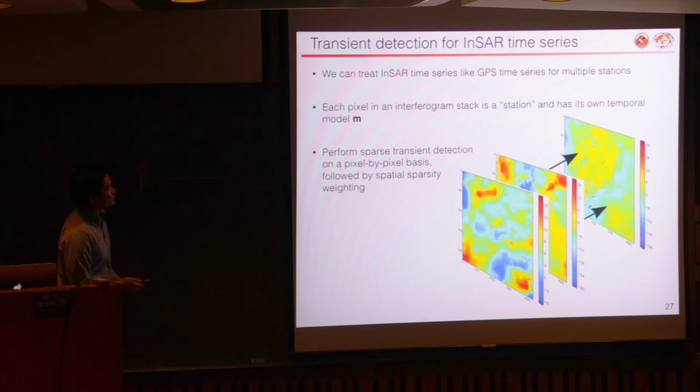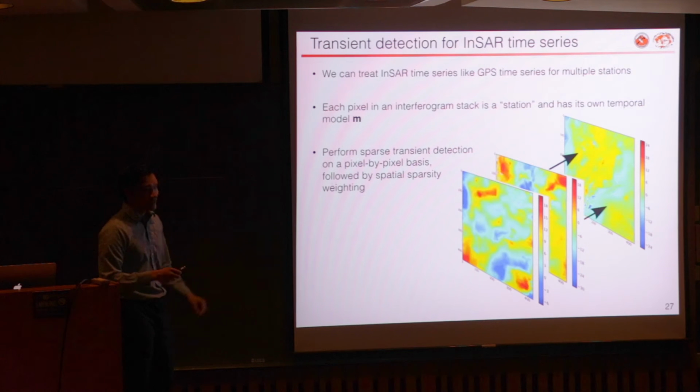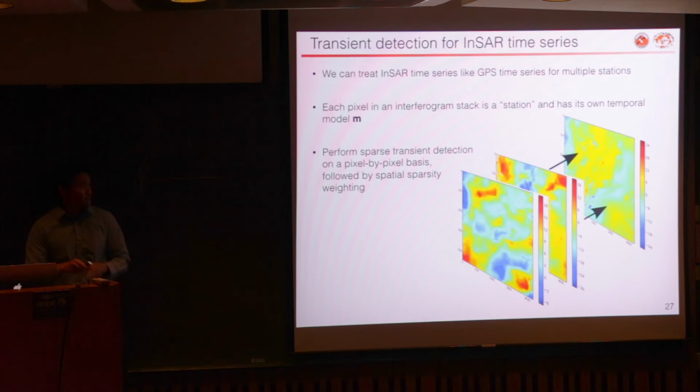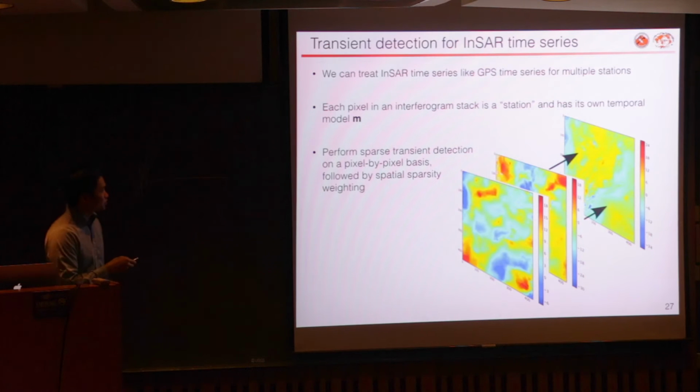So to apply transient detection for InSAR time series, we can basically treat InSAR time series as a dense network of GPS time series. And so you can apply the exact same methods that you did with GPS onto InSAR. In this case, each pixel you can call a GPS station. It's measuring one component of deformation along the line of sight direction. And so then you have time series for a million pseudo-stations. So you can perform sparse transient detection on a pixel-by-pixel basis, and then you can do spatial sparsity weighting to isolate the signal that's coherent over a region.